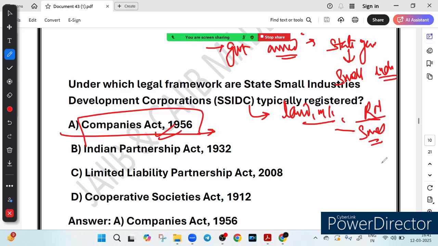For example, suppose a state government wants to help businesses in its region. So instead of setting up multiple small agencies, it registers SSIDC under the Companies Act. This makes it a structured organization with a clear objective and rules.